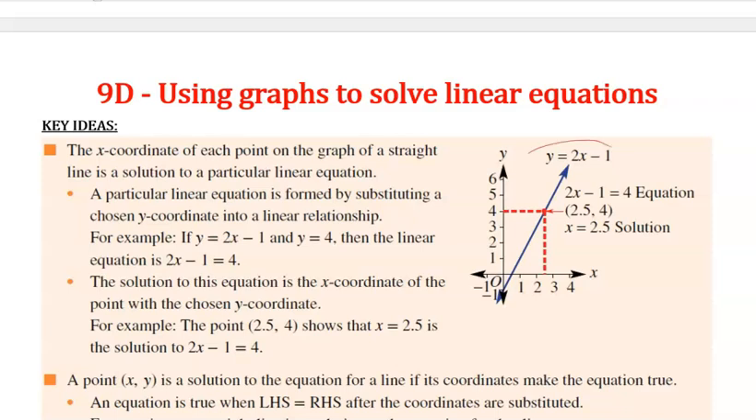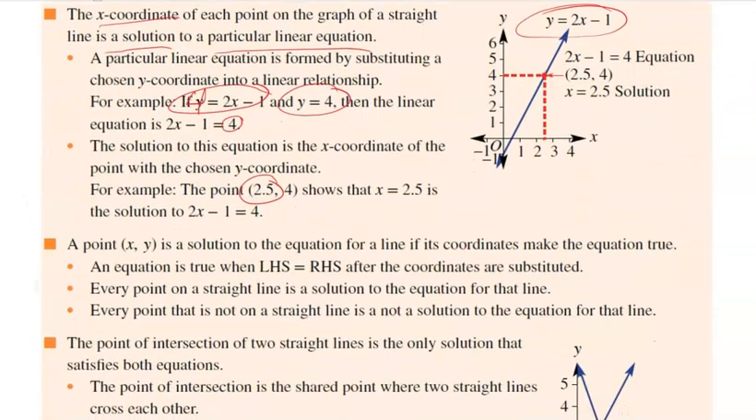We can use our formulas like this, y equals mx plus c, to find out information about coordinates along a line. So the x-coordinate of each point on the graph of a straight line is a solution to a particular linear equation. If you were to tell me the y-coordinate is 4, I could plug in 4. It's flipped around, but it's still the same formula. Instead of y equals 2x minus 1, if I tell you that y is 4, then we can work out that the x-coordinate would then be 2.5. We just use that normal algebra, as I'll show you, to do that.